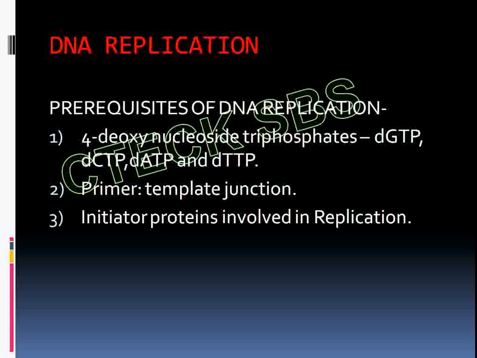So the prerequisites of DNA replication are, first, four deoxynucleoside triphosphates, which are GTP, CTP, ATP, and TTP, the base pairs, nucleotides, which are involved in the process of chain building. Okay, the chain is formed, but how? Of course, a junction is required. That junction is known as a primer template junction. Okay, the primer template junction is there, nucleotides are there, but how will the process initiate? So the initiator proteins are involved in the process of replication.